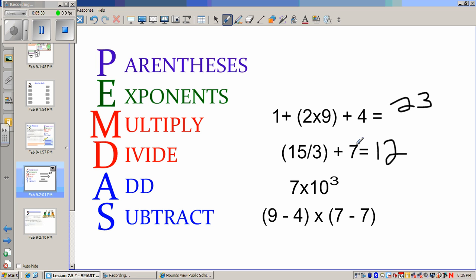All right, so for the next one, we have 10 to the third power. So that means 10 times 10 times 10, which equals 1,000. So I have 7 times 1,000 because I do my exponents first. And I know 10 to the third power, or 10 with 3 zeros, is 1,000. So my answer would be 7,000. Again, I did my exponents first because I didn't have parentheses.